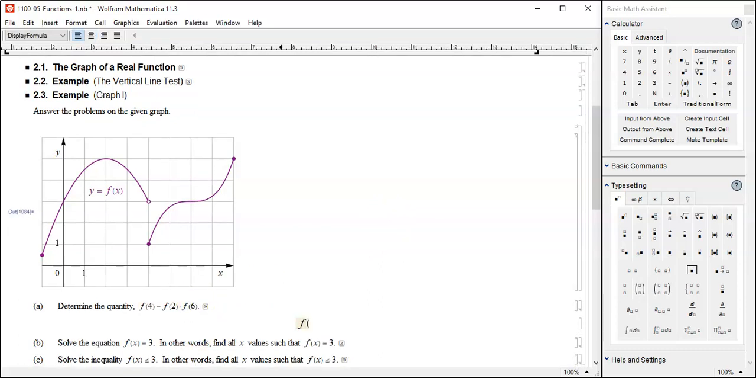If you find what is f of 4, and what is f of 2, and what is f of 6, then we are through. Calculate all these and then put those in here and then calculate, and that's about it. Now, how do we find f of 4 from this graph? That is the key here.